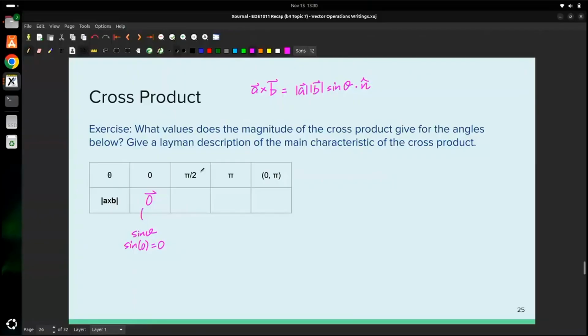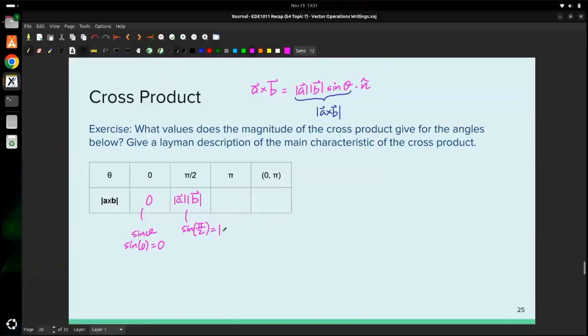So then what about pi over 2? Sine pi over 2 is 1. Correct or not? So therefore the magnitude, oh sorry, my bad. This one is magnitude, so it will be 0 instead of a zero vector, because the magnitude is just this part. It didn't get multiplied by the vector n, so it's just a 0 value. Then the second one is just the magnitude of A times the magnitude of B, because sine pi over 2 is 1.